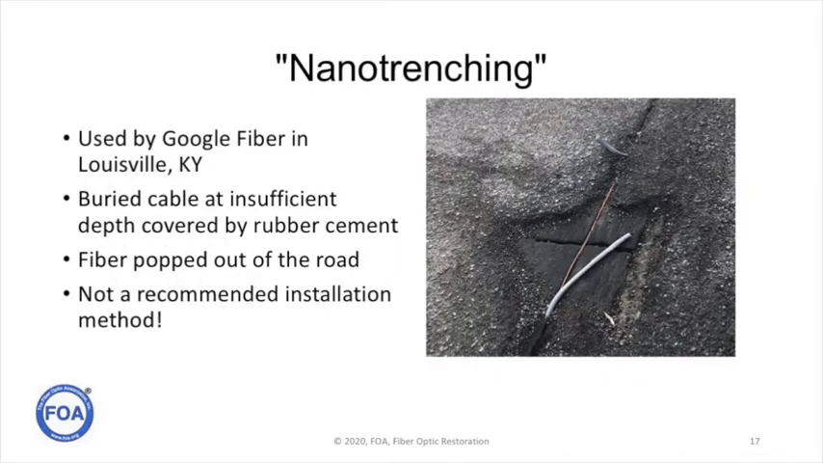Here's another way that didn't work. It was called nano trenching, used by Google Fiber in Louisville, Kentucky. They buried the cable just below the surface of the road and covered it with rubber cement, and all the cables popped right out of the road. That's not a recommended installation method.